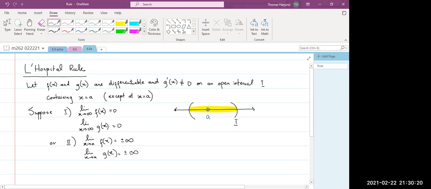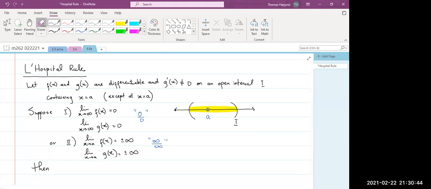So the first case, we will call that the 0 over 0 case. The second case, we call that the infinity over infinity case. Now, suppose we have either one of these cases, then actually this is not infinity, my bad. These are not infinity. Going to a.